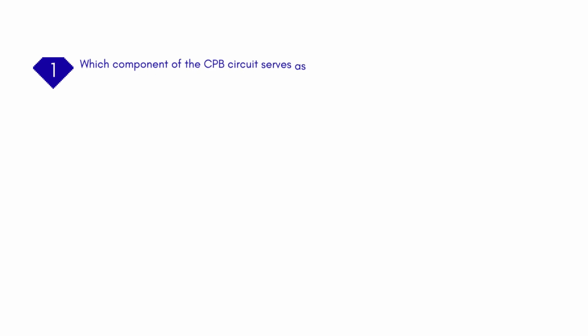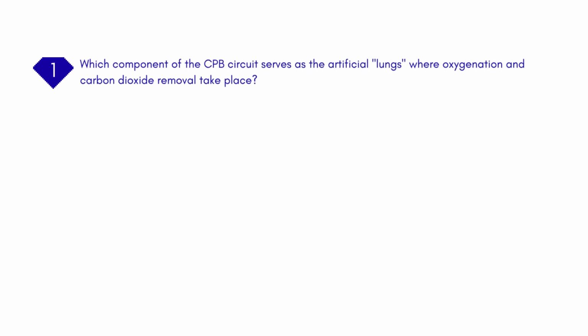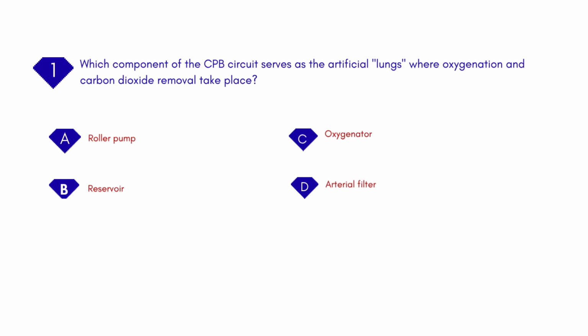Which component of the CPB circuit serves as the artificial lungs where oxygenation and carbon dioxide removal take place? A. Roller pump. B. Reservoir. C. Oxygenator. D. Arterial filter.